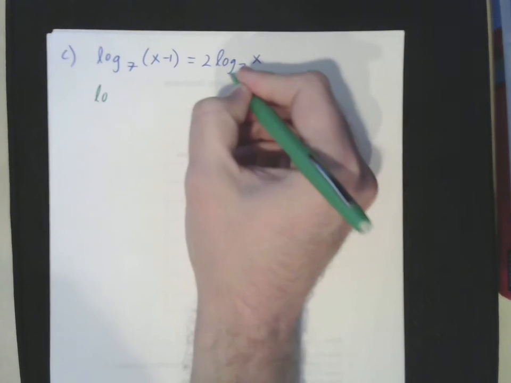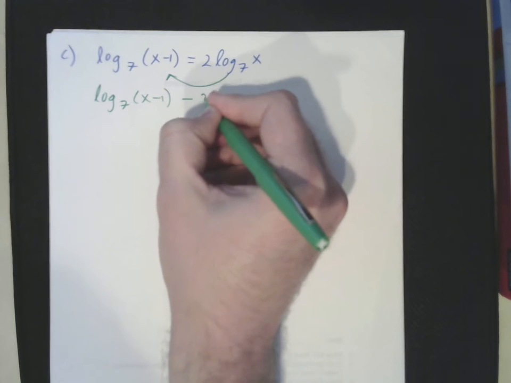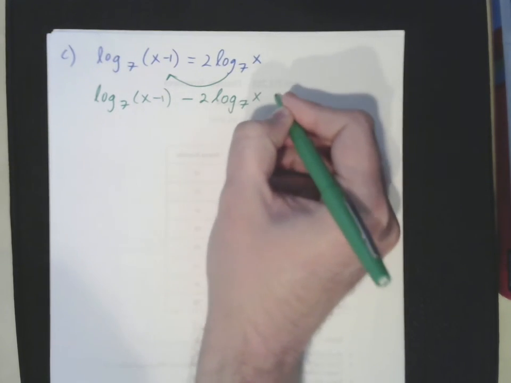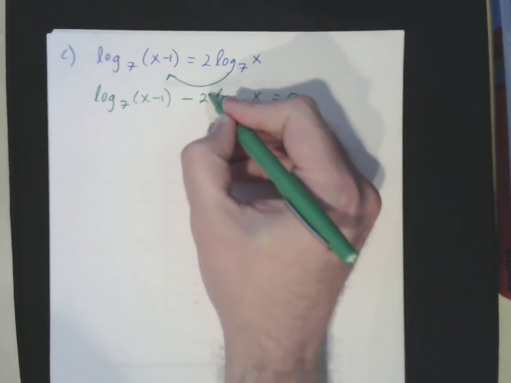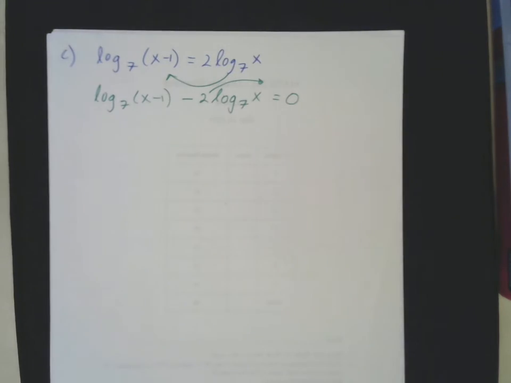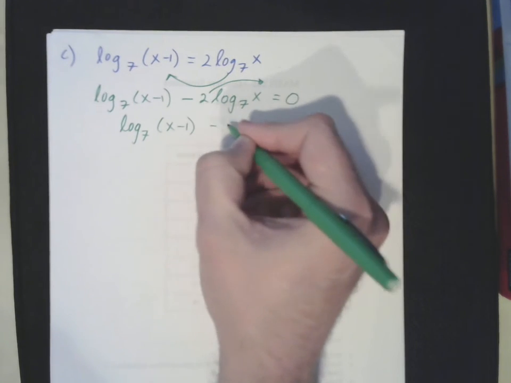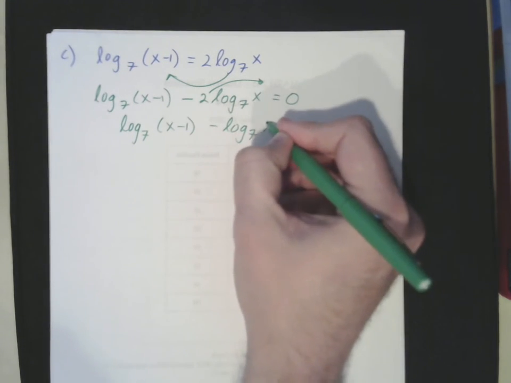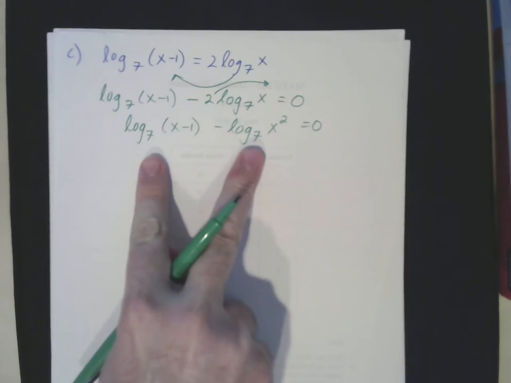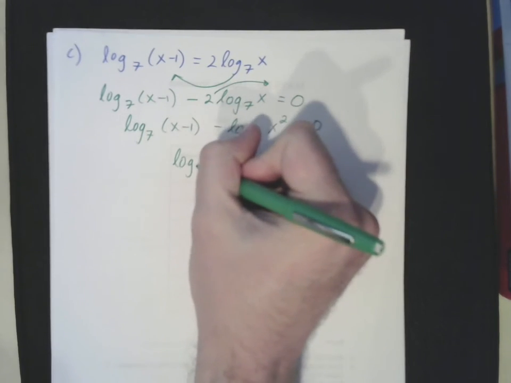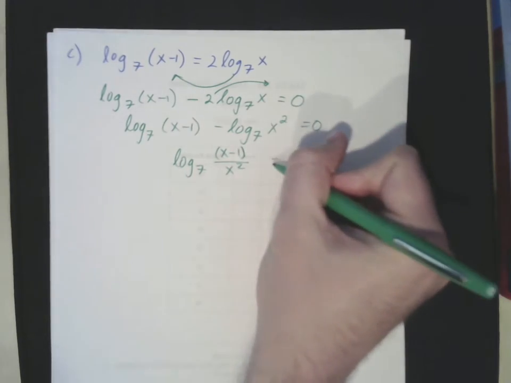So I can move this over and have log base 7 of x minus 1 minus 2 log base 7 of x equals 0. Now if I want to combine these two logarithms, I need to make sure that the exponent here is actually an exponent and bring it back up to the top. So we have log base 7 of x minus 1 minus log base 7 of x squared equals 0. Now we have a minus and the same base logarithms, so we can write this as log base 7 of x minus 1 over x squared equals 0.